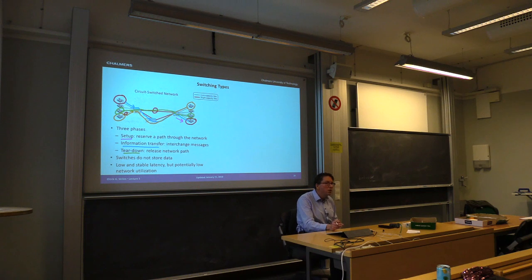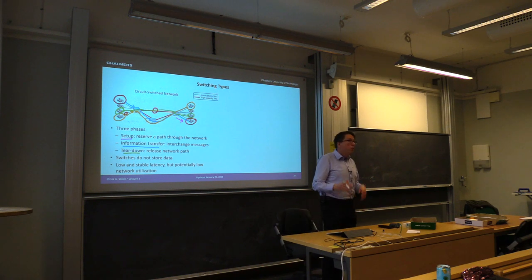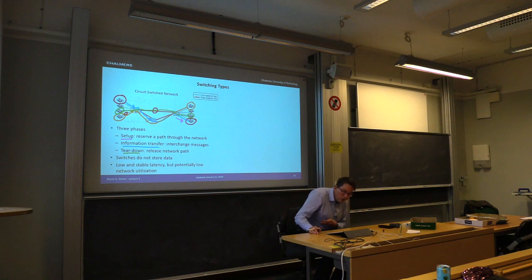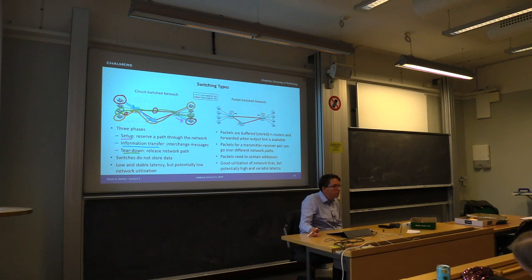Okay? And why is this a problem? Well, of course it's a problem because if you want to support communication on many devices, you have to potentially design the network for the peak traffic rather than for the average traffic. So it could be an expensive solution. Okay. So the other type of switching is packet switching.